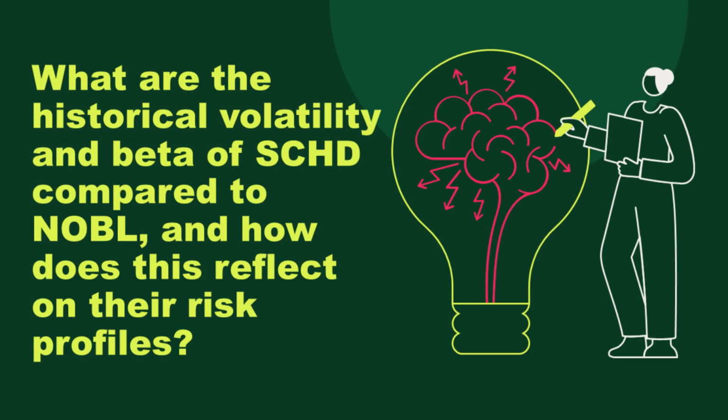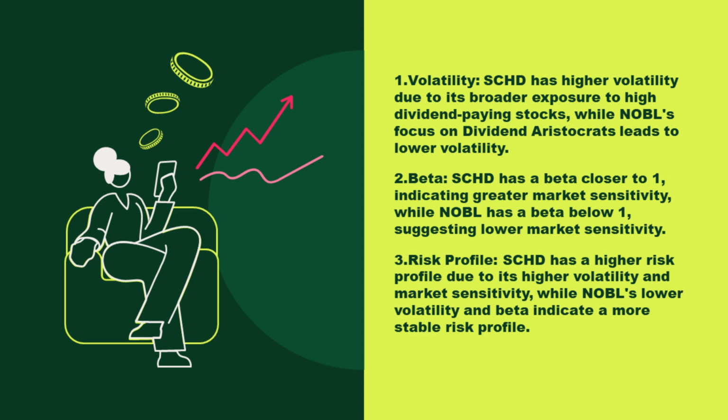What are the historical volatility and beta of SCHD compared to NOBL, and how does this reflect on their risk profiles? The historical volatility and beta of the Schwab U.S. Dividend Equity ETF, SCHD, and the ProShares S&P 500 Dividend Aristocrats ETF, NOBL, provide insights into their risk profiles and how they might respond to market fluctuations. Volatility measures the degree of variation in the price of an asset over time. It is often used as an indicator of risk. Higher volatility means greater price swings and, consequently, higher risk.